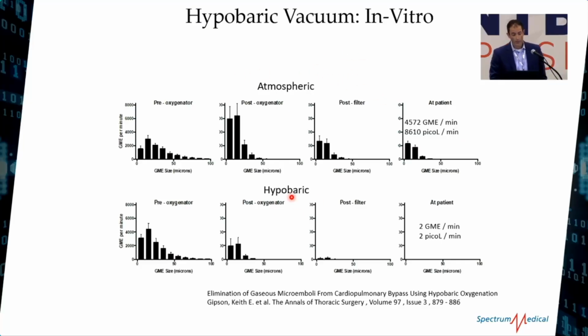Okay, but if you're able to create a hypobaric state, and in this case he showed it using vacuum, he was able to show a significant decrease post-oxy. Post-filter, as that blood is traveling down the arterial line towards the patient, you continue to get some reabsorption of those gas bubbles due to the hypobaric effect, so that by the time it gets to the patient, there's little to no gaseous microemboli getting to the patient. And you're not just creating a hypobaric state in your cardiopulmonary circuit, you're creating it in the patient's full circulation.